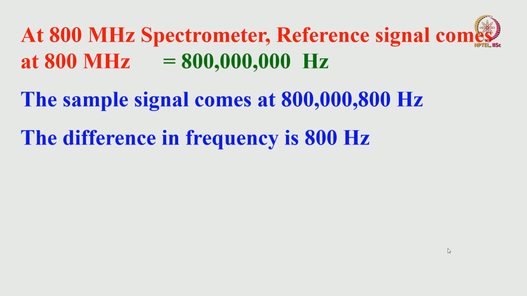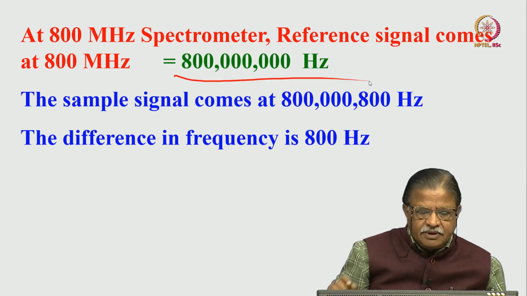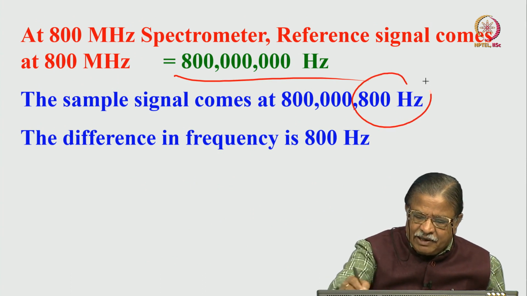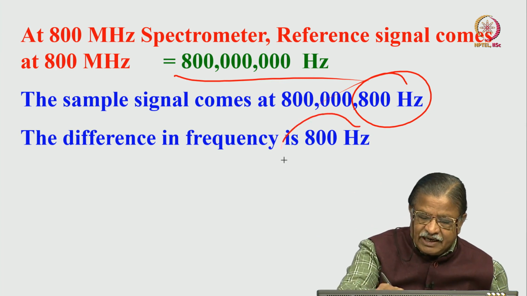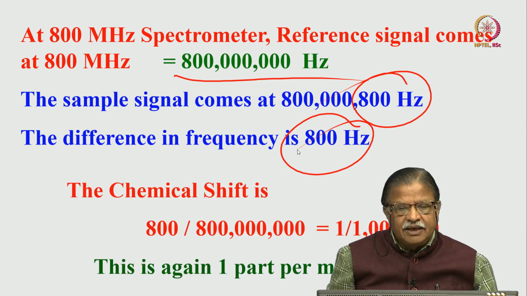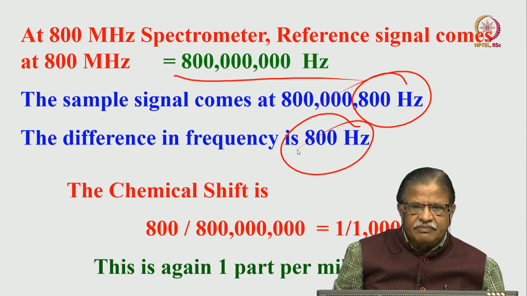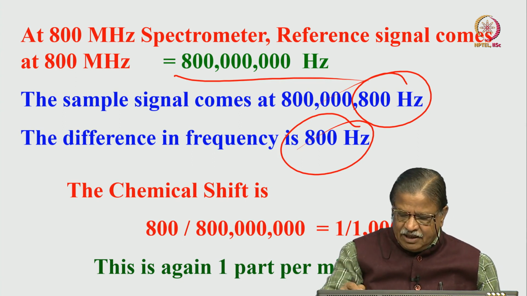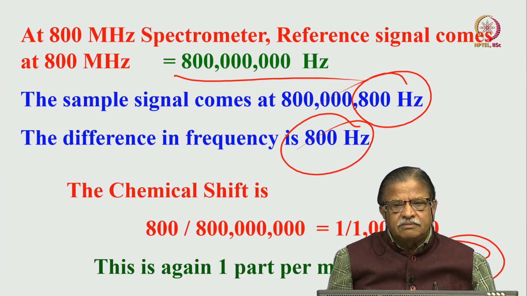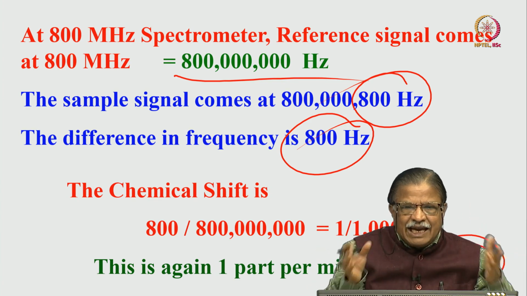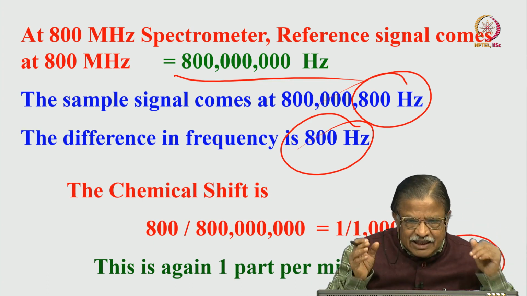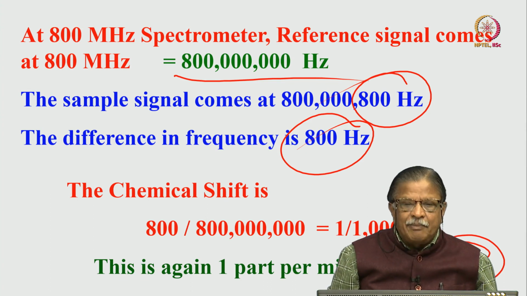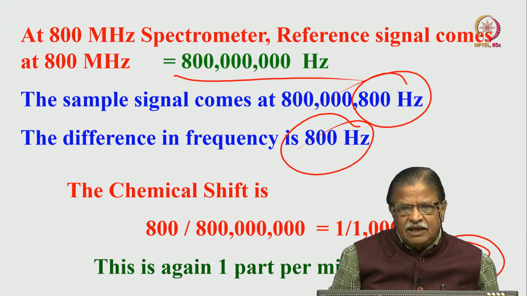Another example I will give you. Take for example an 800 megahertz spectrometer. The sample, let us say, comes at 800 megahertz plus 800 hertz. The difference is 800 hertz. Divide this by the spectrometer frequency, which is 800 megahertz, then we get 1 part per million. This is how ppm is calculated for any given frequency. If you know the spectrometer frequency, you can calculate the chemical shift in ppm with reference to the reference.